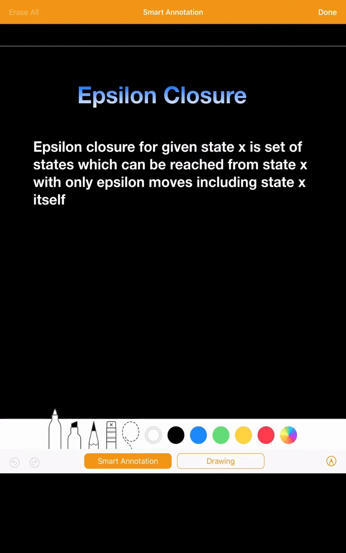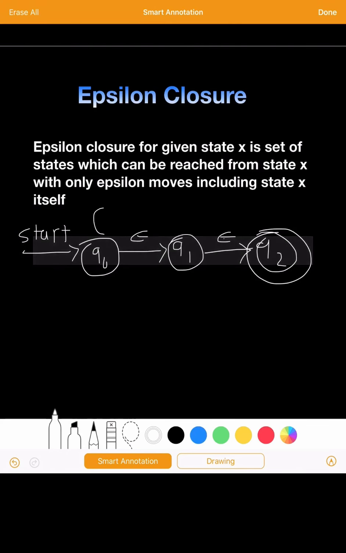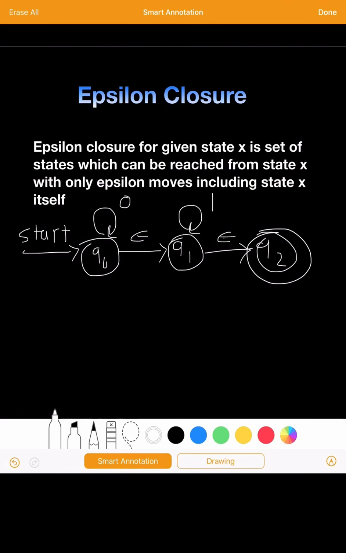So, here we are going to see the NFA with epsilon transition: Q0, Q1, Q2, which is a final state. So, Q0 carries epsilon to Q1, Q1 carries epsilon to Q2, and Q0 carries 0 to itself, Q1 carries 1 to itself, and Q2 carries 2 to itself. Now, we have to calculate the epsilon closure of each state.